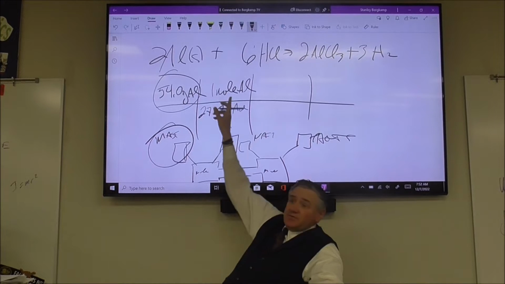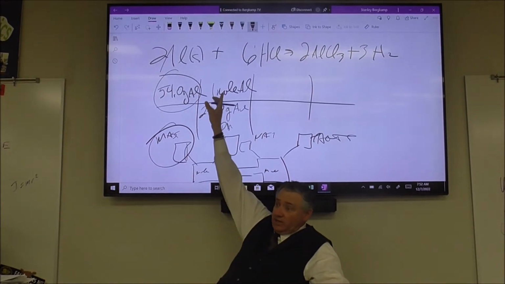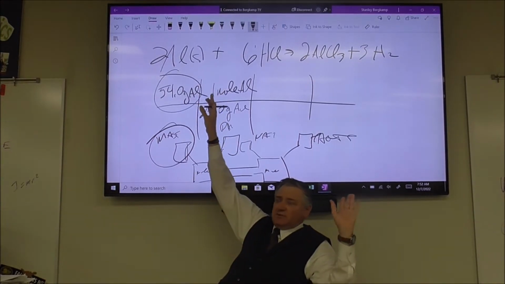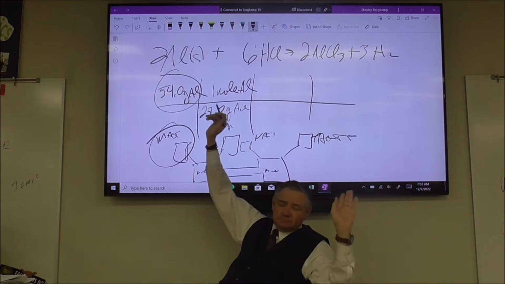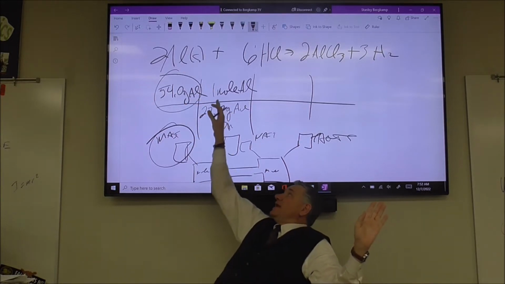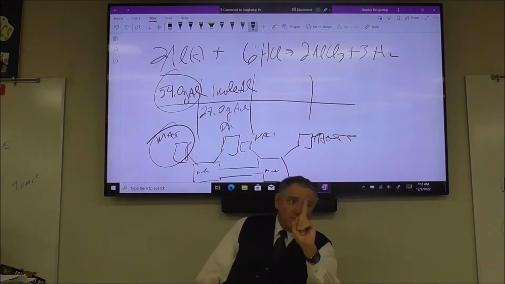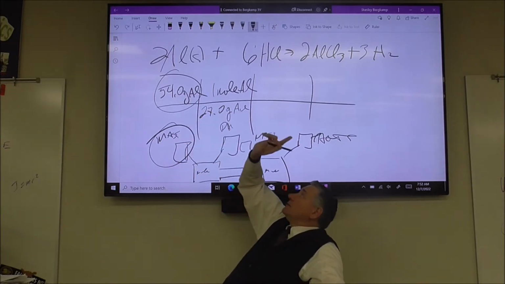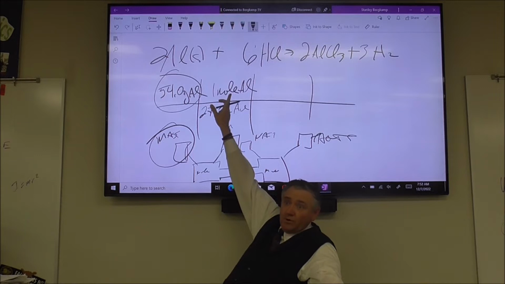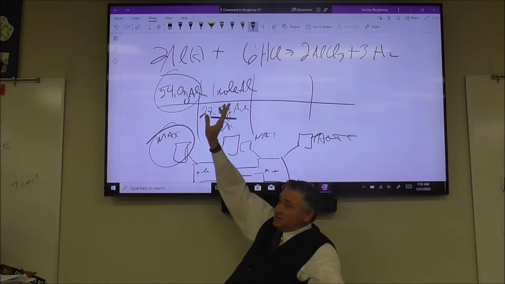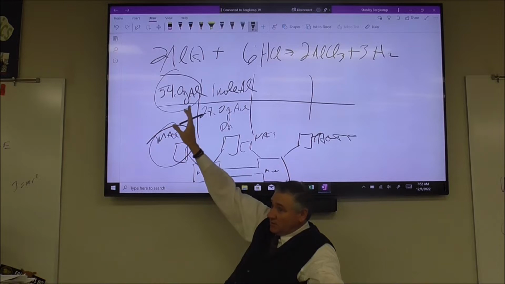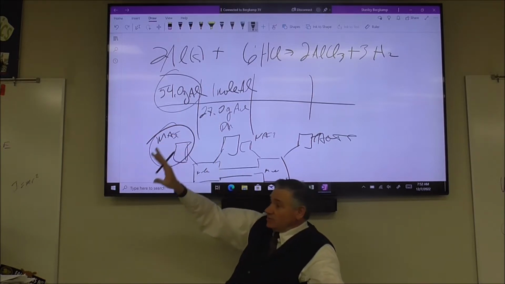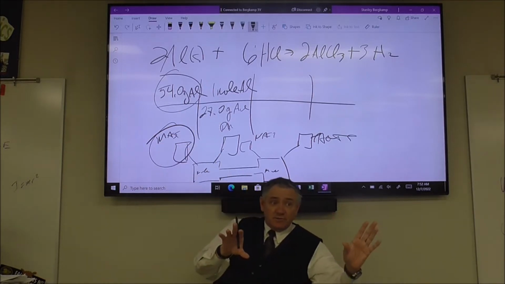When you do anything with molar mass, 27 grams if it's aluminum, 12 grams if it's carbon, whatever it is, that is only equal to 1 mole. So when you put grams here, you'll only put 1 mole up there. That's it. You will only put 1 mole, because that relative atomic mass in grams is equivalent to 1 mole.